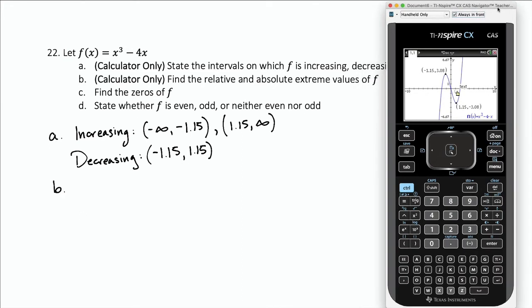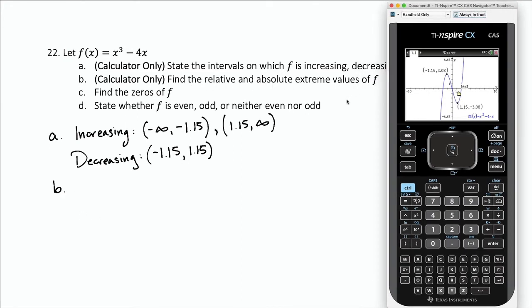All right, for B, we want the relative and absolute extreme values of f. Well, we've got a maximum point right there, and of course it's not the highest point of the whole graph because there's points over here that are higher, but it is higher than all the points around it. So we have a relative maximum, and for this one it is the y value 3.08, and it occurs at x equals negative 1.15.